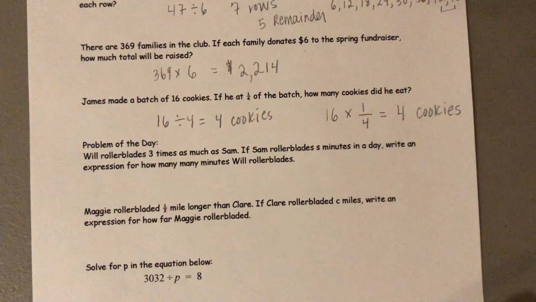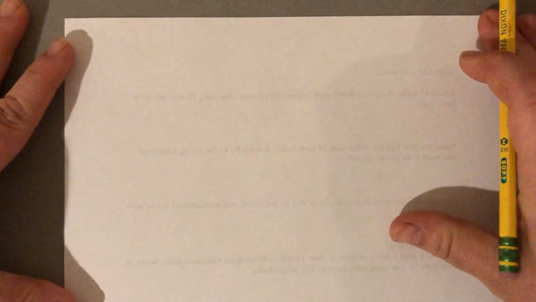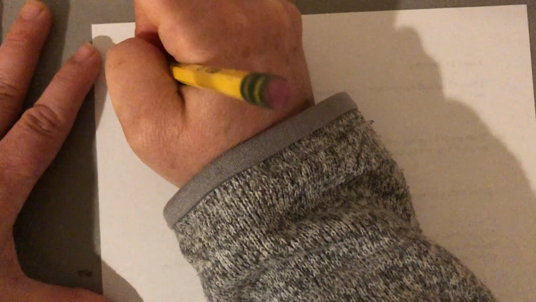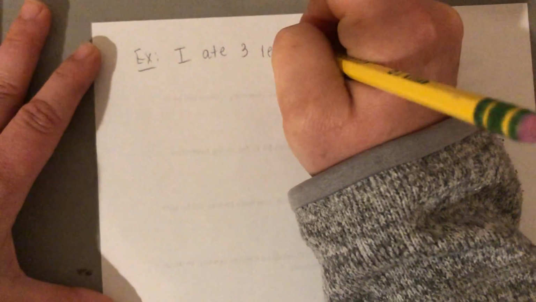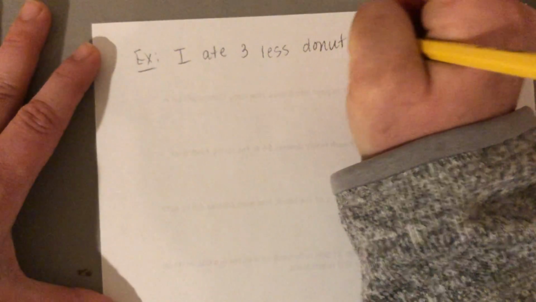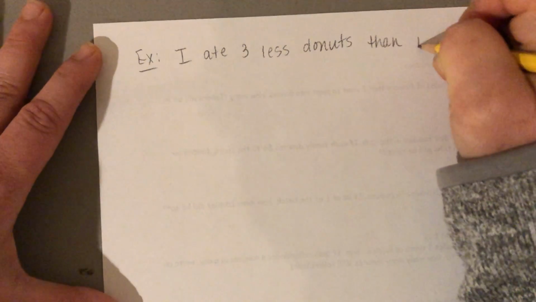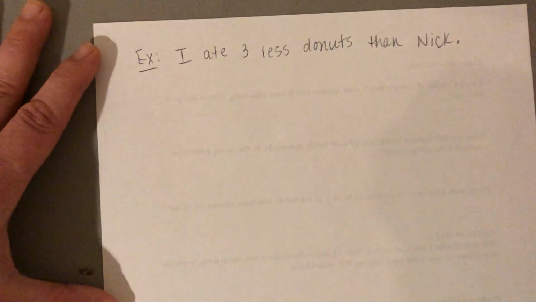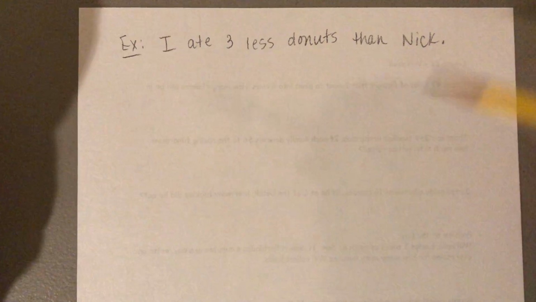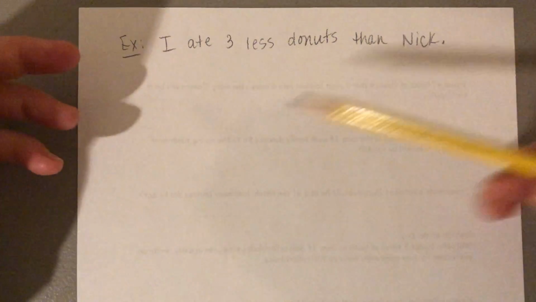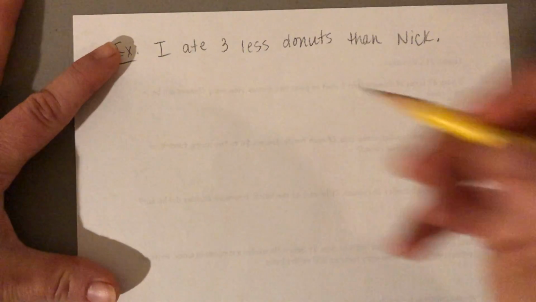Okay, so we're going to talk about variables, and a variable is for when you want to express a pattern, then you use a letter so that you're talking about lots of different solutions. So here's an example. I ate 3 less donuts than Nick. Do you have any idea how many donuts Nick ate or how many donuts I ate? No, right? But you just know that the difference between the two is 3.